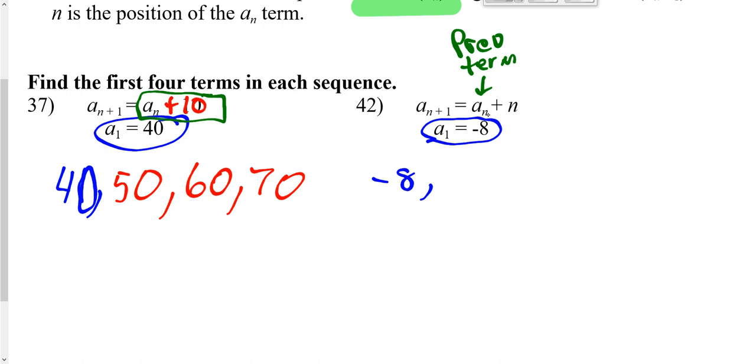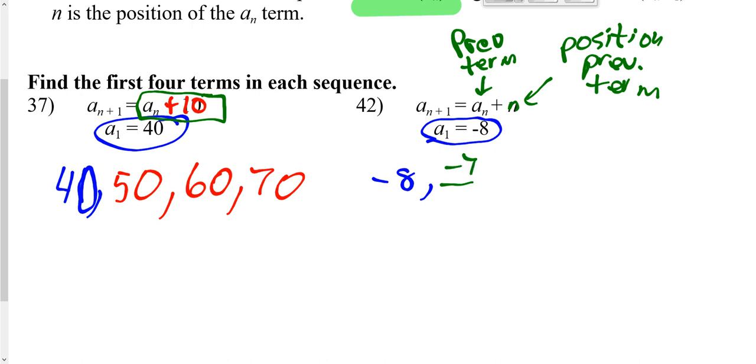And that subscript n matches this n, so that means it's the position of that previous term. So our rule says our previous term plus the position of that previous term. Well, what we're looking for here, our previous term is negative 8, and it's in the first position. So you've got to take negative 8 plus its position of 1, and you get negative 7.